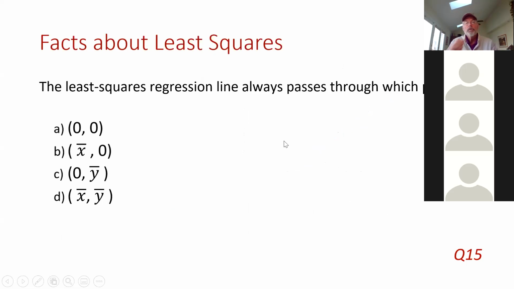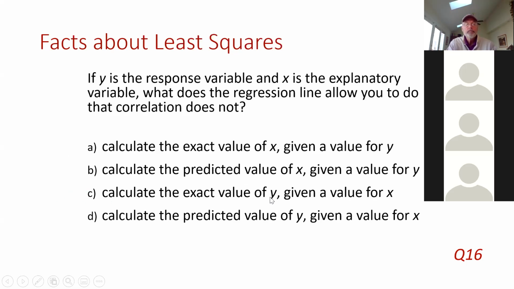All right. Which one of these always passes through the regression line? D. All right. The average of the X values and the average of the Y values. Okay. Closing in on the end.